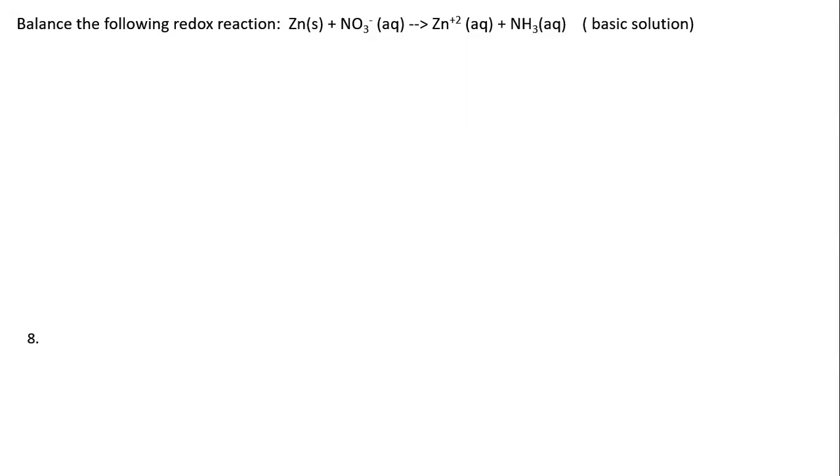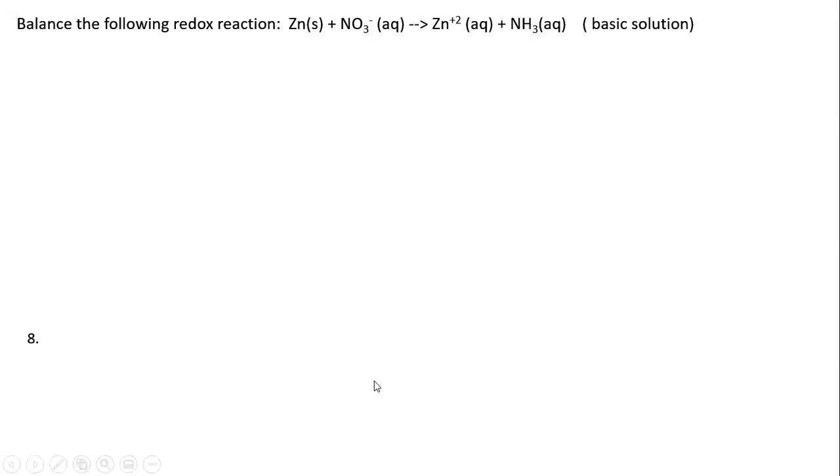So the first question continues with balancing redox reactions. Last session we talked about balancing in an acidic solution. In this question, we want to balance the following redox reaction in a basic solution. The only thing we're going to do differently than in an acidic solution is add one extra step at the end. Everything else is going to be the same as we did with the acidic solution. Just at the end, we're going to add one additional step.